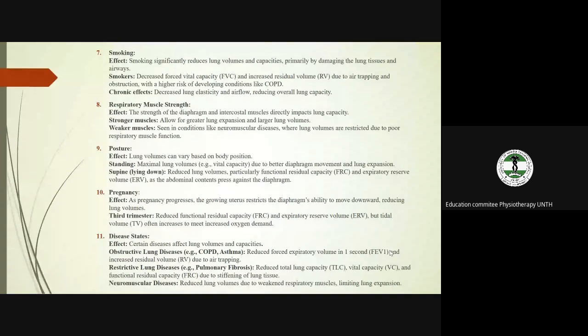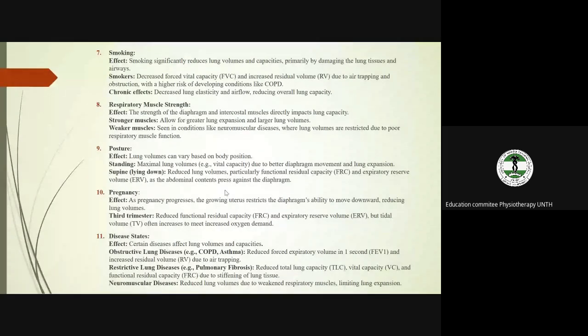Then in pregnancy, as pregnancy progresses, the growing uterus restricts the diaphragm's ability to move downwards, reducing the lung volume. Especially in third trimester, it reduces functional residual capacity and the respiratory reserve volume. The tidal volume often increases to meet increased oxygen demand. Then disease states like asthma and COPD affect total lung capacity. They affect VC, and because there is an obstruction, this affects it.